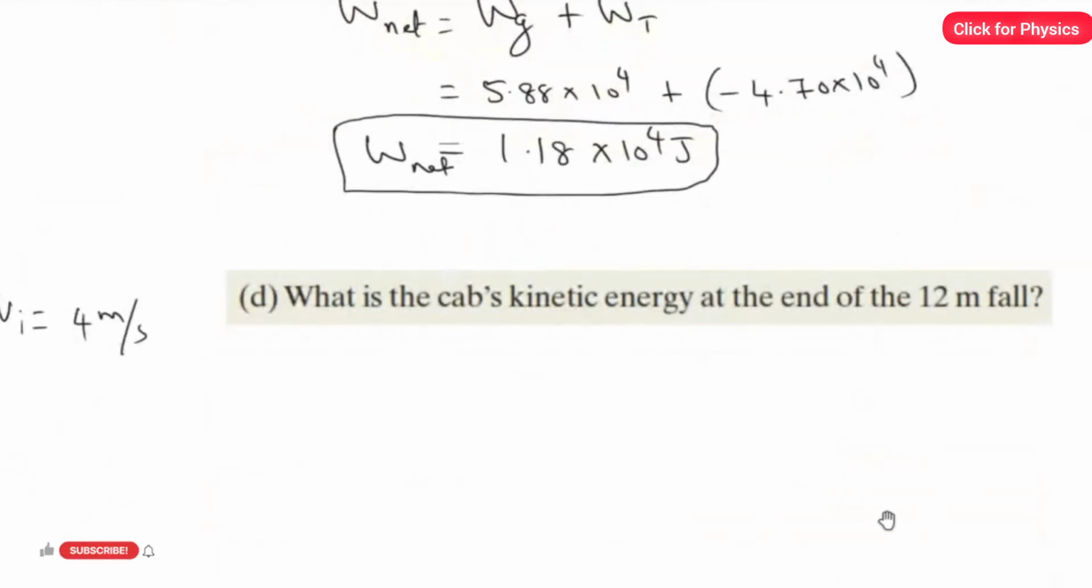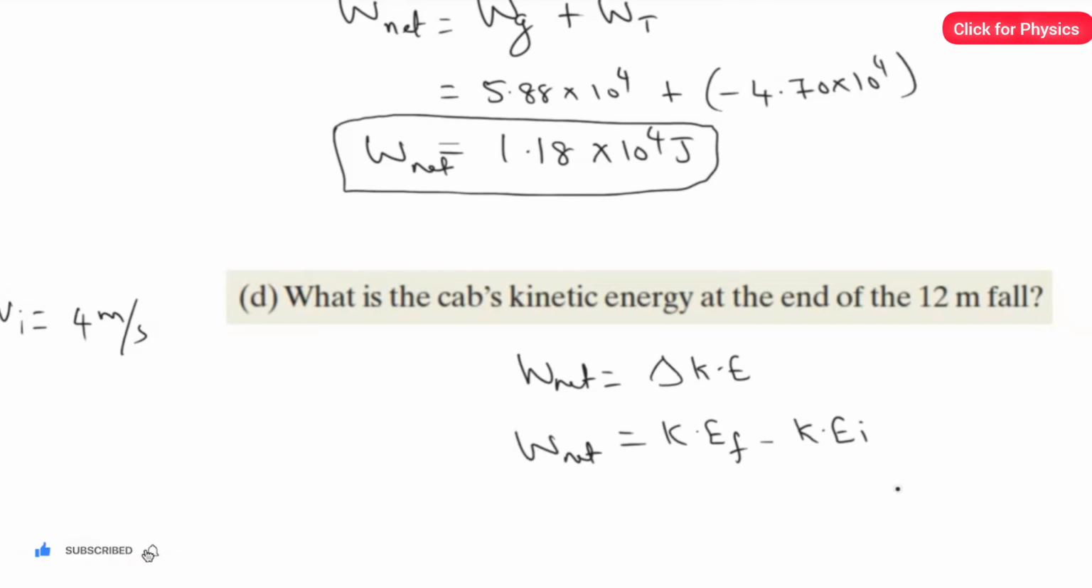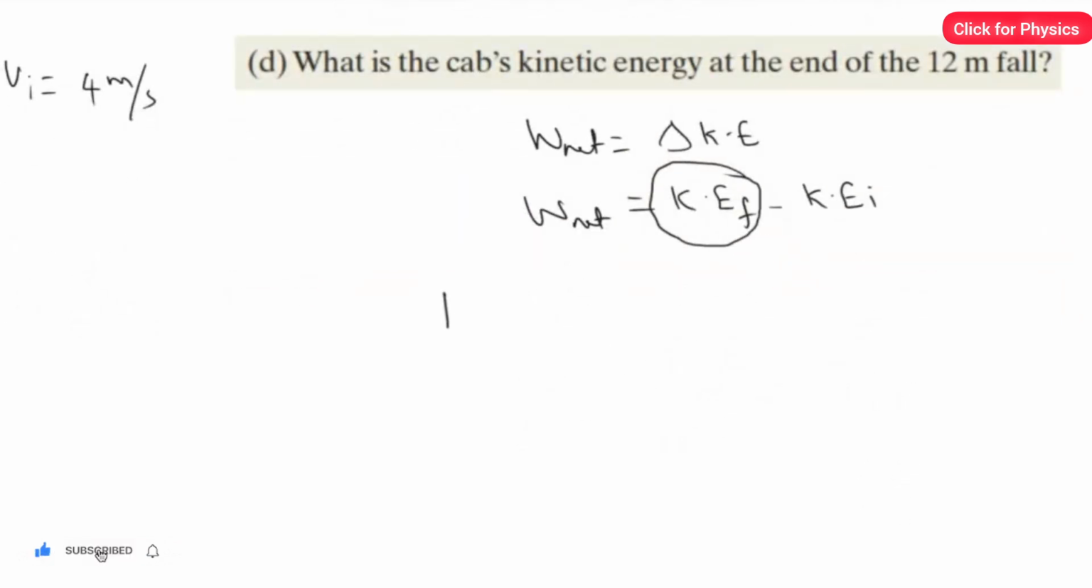So we have to use the formula. What's the formula? As we already studied, the work energy theorem. That means the net work done is equal to the change in kinetic energy. What is the change in kinetic energy? Kinetic energy final minus kinetic energy initial, which is equal to our net work done. They ask for the final kinetic energy, so we have to rearrange this equation. The final kinetic energy, KE final, is equal to the net work done plus the kinetic energy initial.